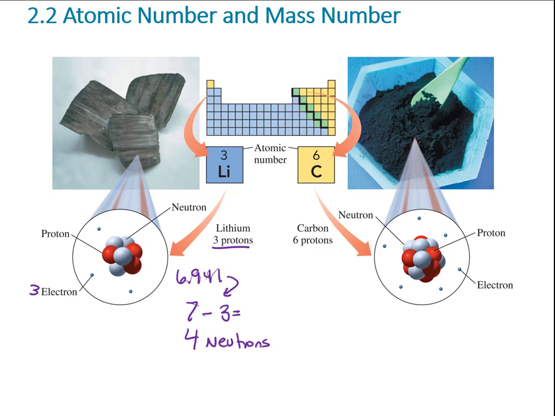Right? This next one, carbon. Carbon is 6. It's 12.01. So I know that I have 6 protons. You can count 6 little red balls in there. I know that I have 6 electrons. You can count 6 little tiny blue dots in there. And then if I take 12 minus 6, that will tell me that I've got 6 neutrons there.